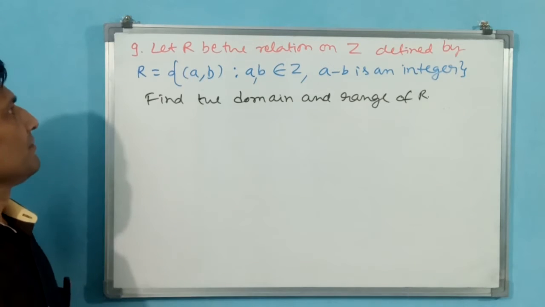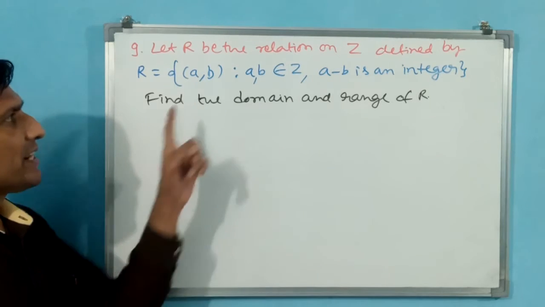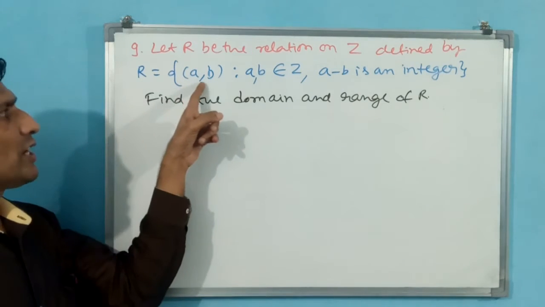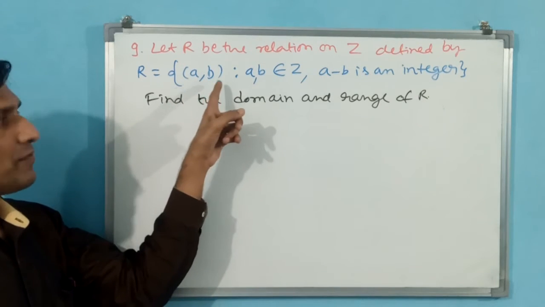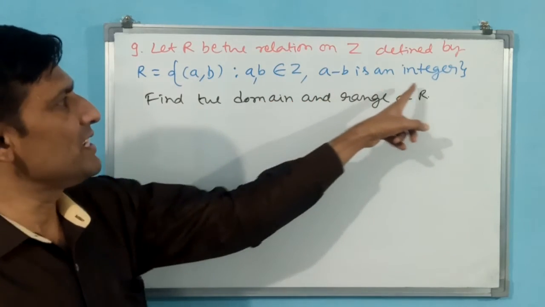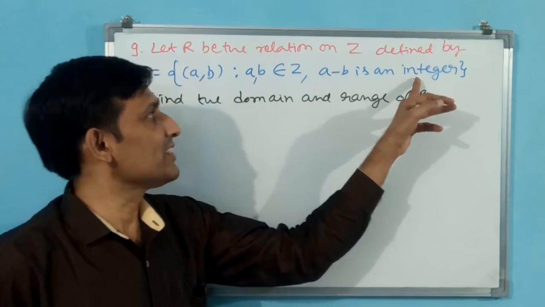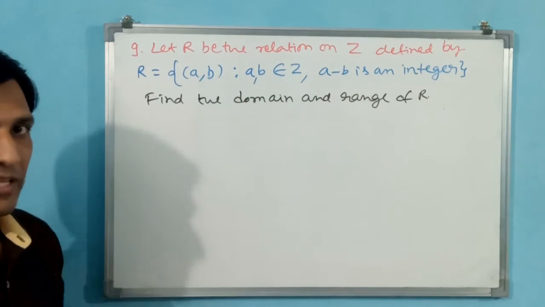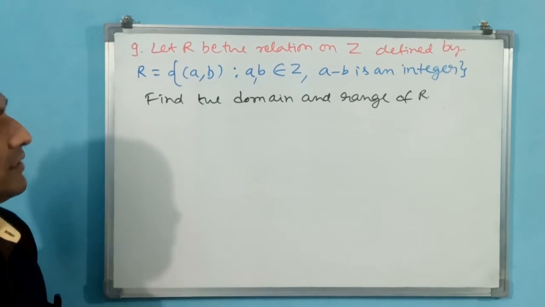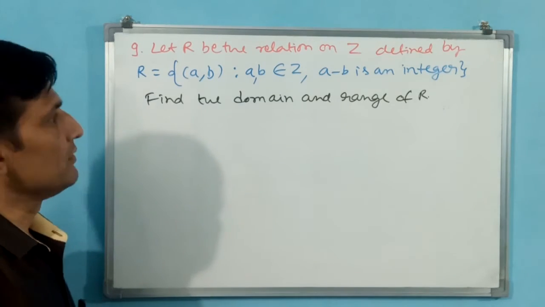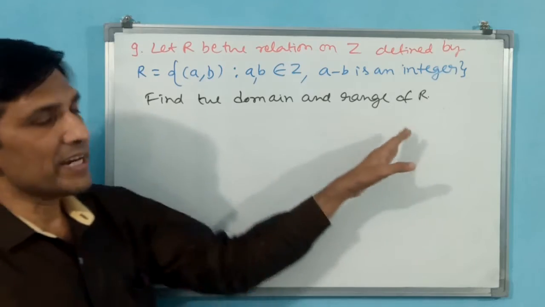See the 9th question. Let R be the relation on Z defined by R is equal to (A, B), for all values of A, B belongs to Z, A minus B is an integer. See, here he is writing integer, but these are all integers only. Z is integer. Okay, I have explained you. That is why I always request you to see my basic videos. Find the domain and range, he is asking.